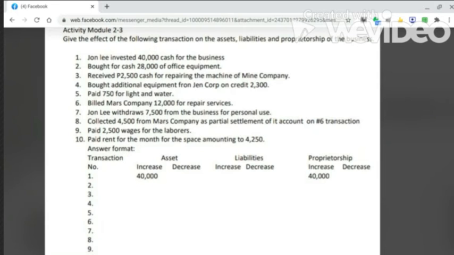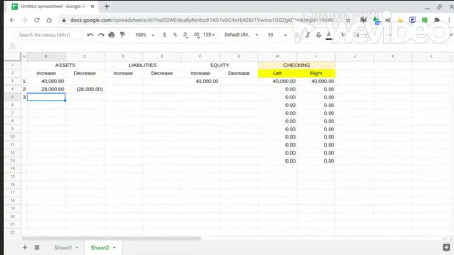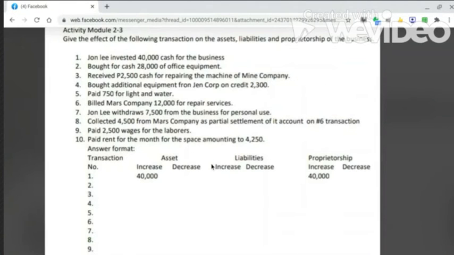So, maglagay tayo dito ng increase 2,500 pesos. Okay. And then, bakit siya nag-receive ng 2,500 pesos cash? Kasi nag-repair siya ng machine ni mine company. So, kung yun yung business niya, ibig sabihin, by repairing machine, doon siya kumikita. So, that means, mag-i-increase si revenue. 'Di ba? Walang revenue dito. Assets, liabilities, and equity lang.